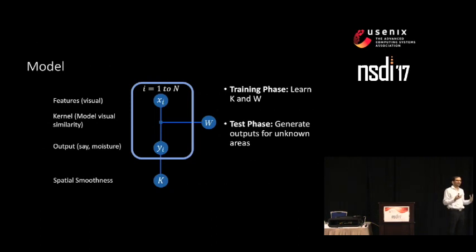Then at the training phase, we use the sensor data that we have to learn these parameters K and W. And once you have learned that, at the test phase, we can generate the precision map that I talked to you about.